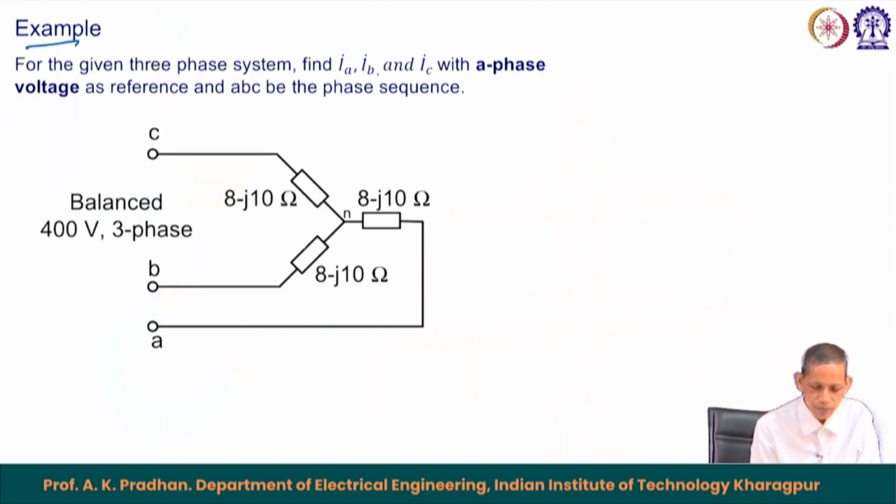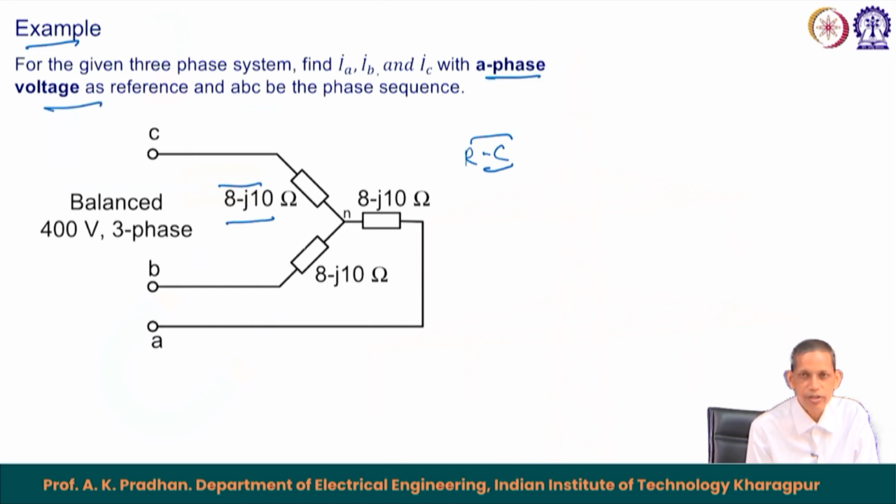Next example. We have an impedance of 8 minus j10. So, this is an RC case, negative X. For the given three phase system, find IA, IB, IC with the phase voltage as a reference. It means that VA will be the reference. So, that is the data given.